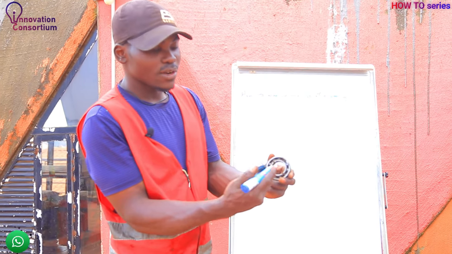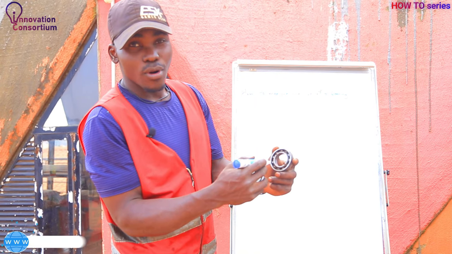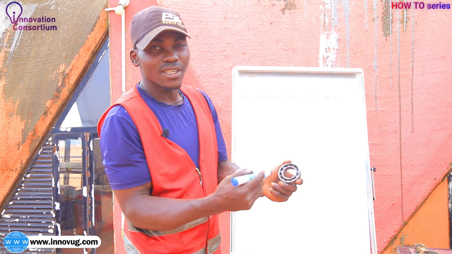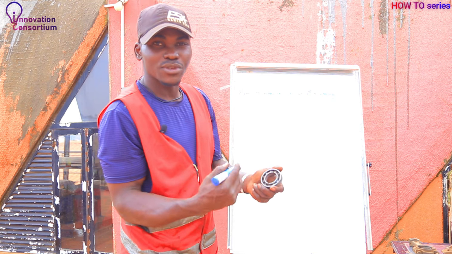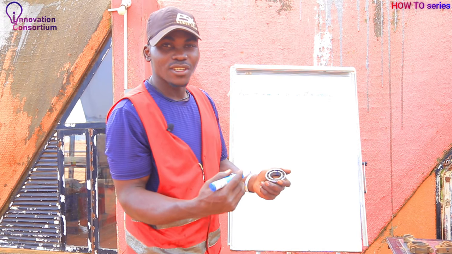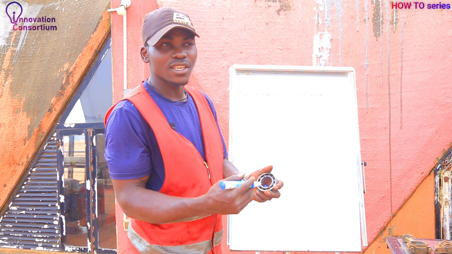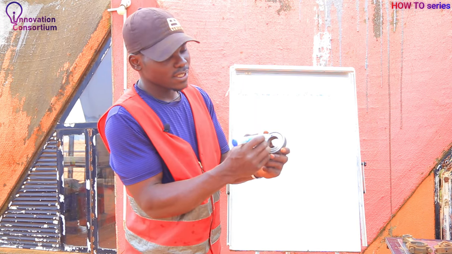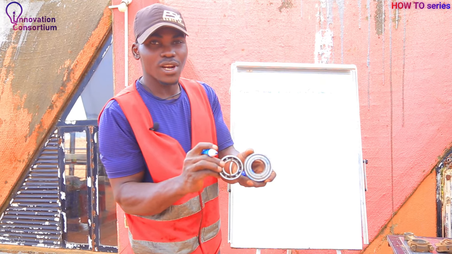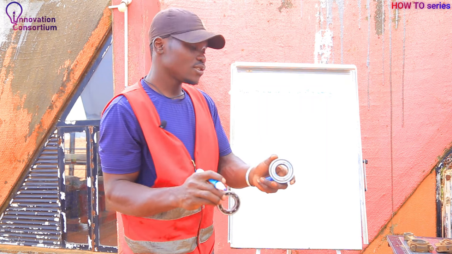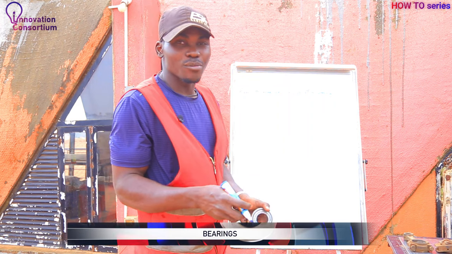So we have the outer race, the inner race, and the ball bearings themselves. They can be ball bearings or roller bearings, either of the two. And we have the cage, which retains the balls or the rollers inside the two races. The other component is the seal, which seals off the balls or the rollers inside the races. So I hope you understand now if I talk about a race or the ring of a bearing.